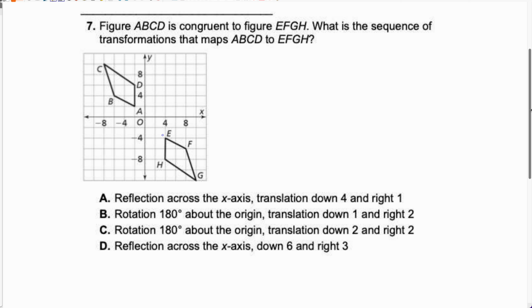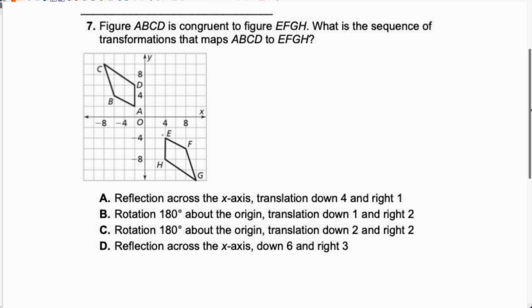All right, figure ABCD is congruent to figure EFGH. So it's very similar to the last problem, except this time I give you some choices. It's multiple choice. Which one of these transformations will take ABCD down to EFGH? Okay, so get your little transparency out, copy ABCD, and then just do the steps that they say. If we reflect it across the X and then translate 4 down and right 1, does that get us there? No. Nope, that doesn't do it.